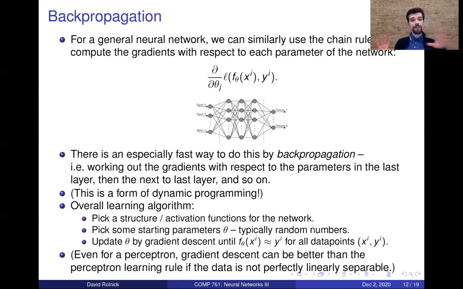And I should note that even for a perceptron, gradient descent can be better than the perceptron learning rule because, for example, the data might not be linearly separable. And the perceptron learning rule will work if the data is linearly separable, but if it's not perfectly linearly separable, then it might fail completely. Gradient descent might be a good way to do learning even for a single perceptron.